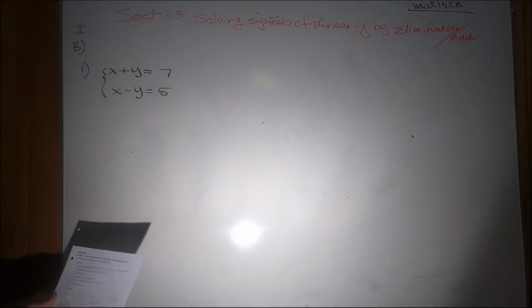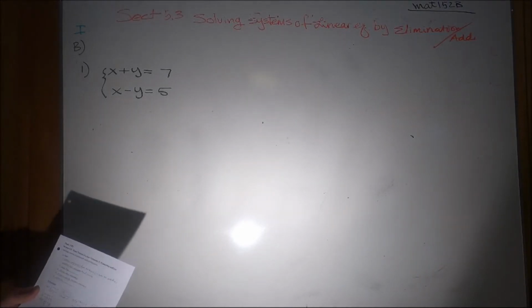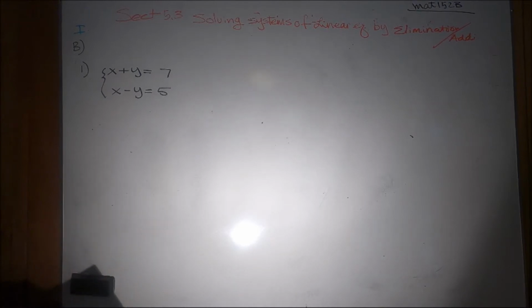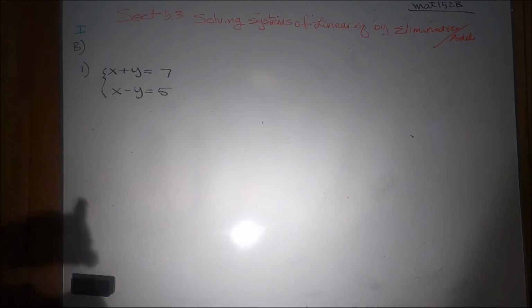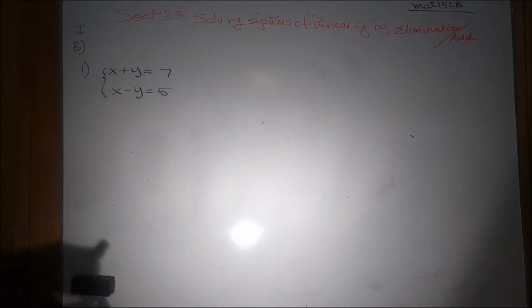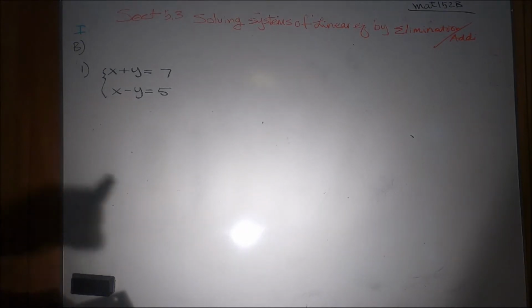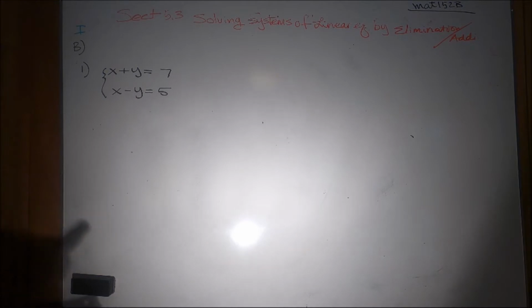Let's look at page 6, section 5.3. So what we have been learning is what? Solving systems of linear equations. In section 5.1, we used graphing to see where they are. Where do they meet? That would be our solution.